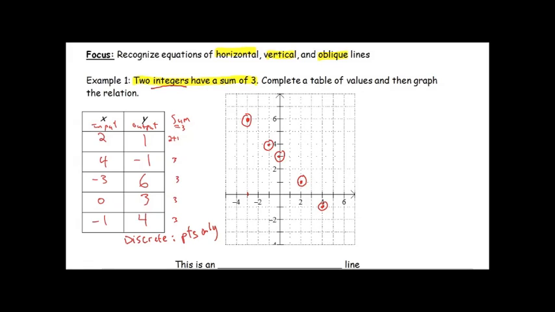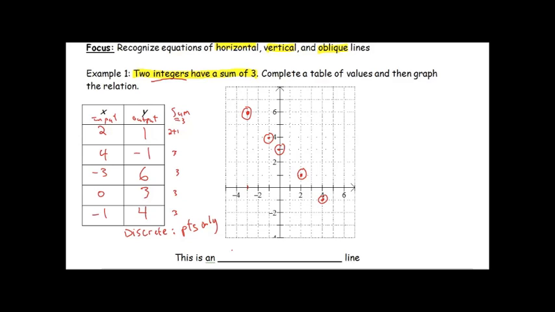Okay, so this is an example of an oblique line. It just means that it's at an angle. If we were going to come up with an equation for this, we could say our two integers, x plus y, are equal to 3. That is an equation of a line. This is the equation of the line in standard form.